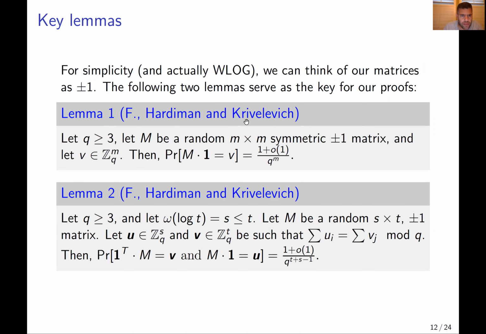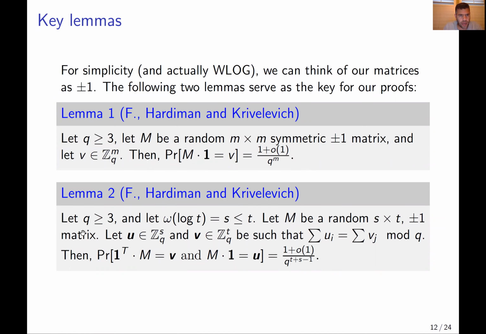And we have the following two lemmas. So lemma 1, we showed that for every prime q at least 3, if you take M to be a random n by n symmetric plus-minus 1 matrix, and v is any vector in Z_q^n, then the probability that the sum of the columns of M, which is also the same as the sum of the rows of M, equals this specific vector, again, any vector that you want from Z_q^n, is roughly 1 over q^n, meaning that we have an approximate uniform distribution for the degree sequence mod q.